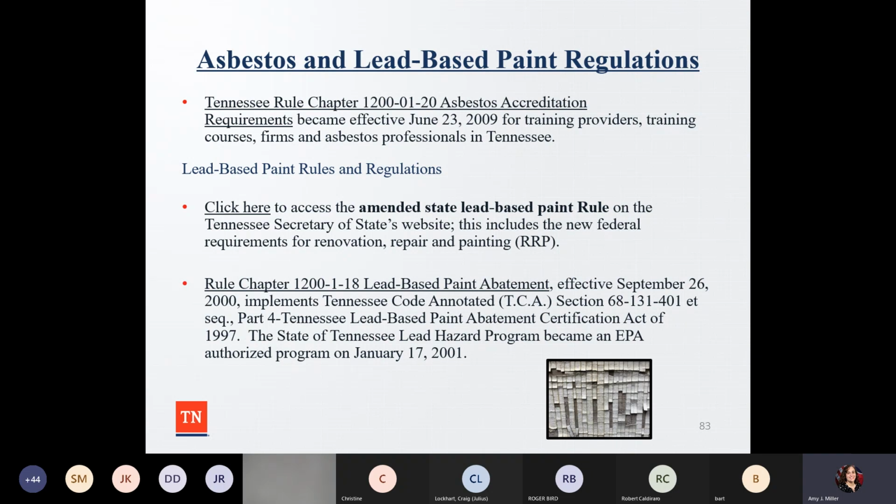So again, if someone is doing renovation to a structure, let's say it's pre-FIRM, let's say it's old, and there is maybe asbestos or lead-based paint, or let's say it's a commercial building, they want to make sure that they follow these regulations, because there is rule chapter 1200-1-18 that talks about lead-based paint abatement, which went into effect September 26th of 2000. That has different requirements based upon EPA.